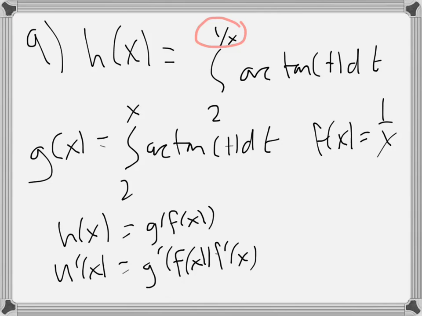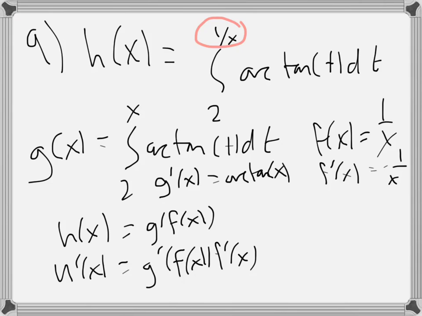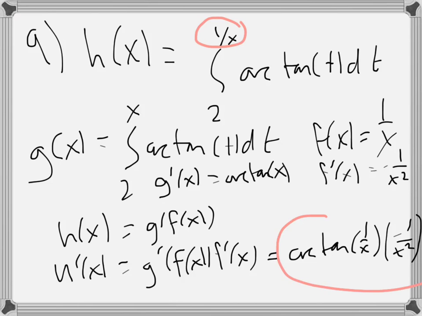And those I can get from the fundamental theorem for g. So g prime is arctan using the fundamental theorem. And f prime, just using derivative rules, is minus 1 over x squared. So applying those here, this is arctan of 1 over x times minus 1 over x squared. And that is h prime right there.